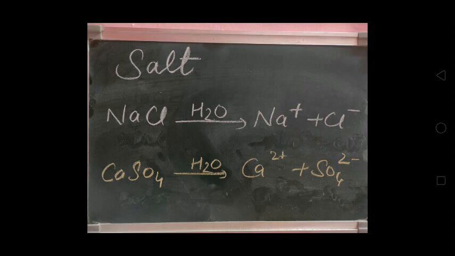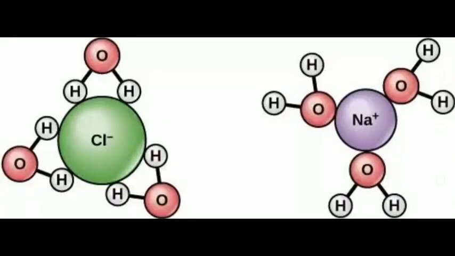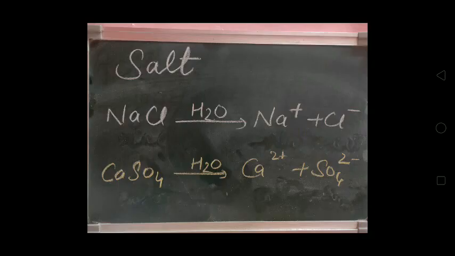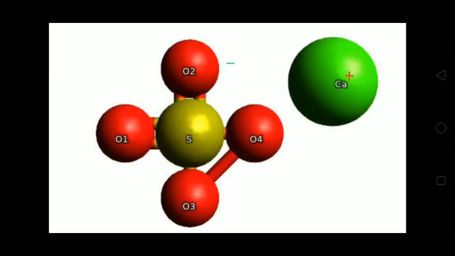They produce ions other than H positive or OH negative ions. Here you can see when common salt, sodium chloride, is dissolved in water, it produces sodium cation and chloride anion. So in the water, NaCl produces Na positive and Cl negative ions like this. Similarly, when calcium sulfate is dissolved in water, it also produces a cation and an anion: cation calcium 2 positive and anion sulfate 2 negative. And they form a structure like this inside the water.